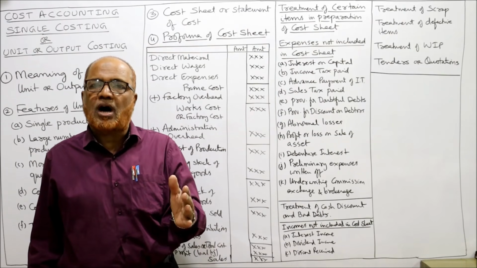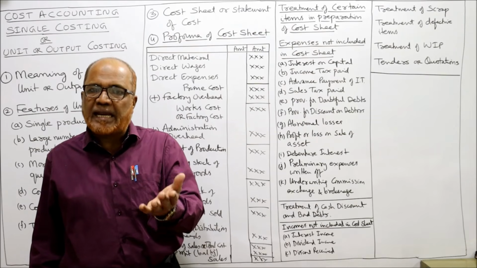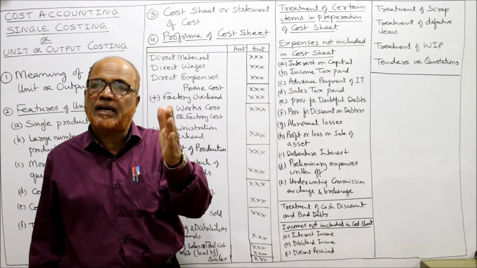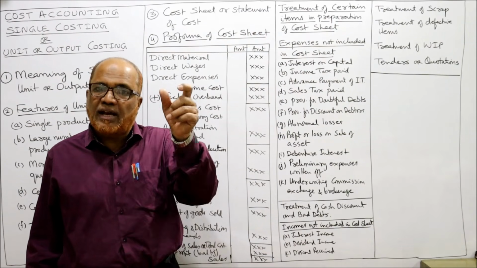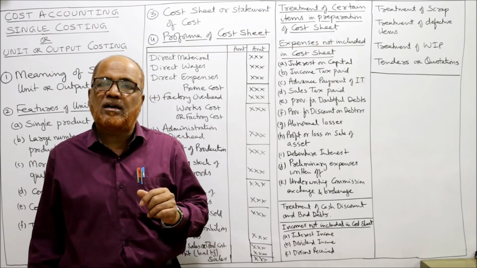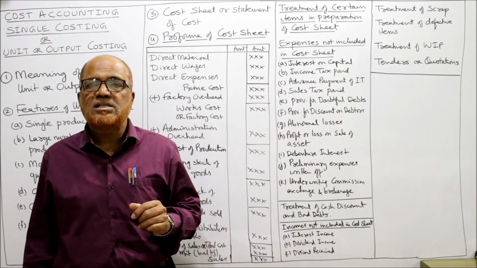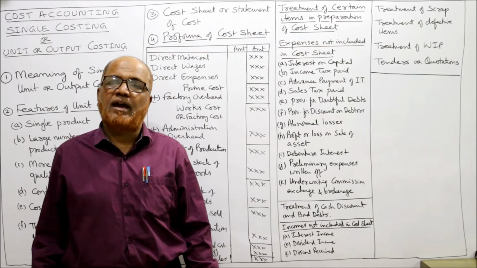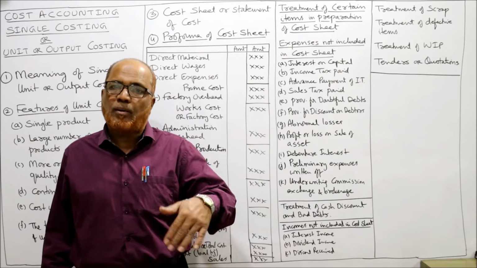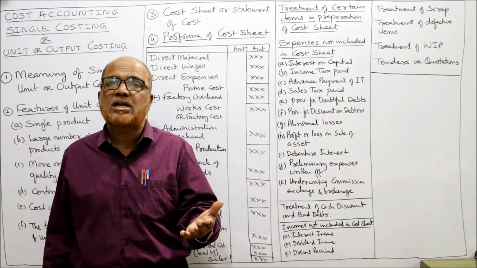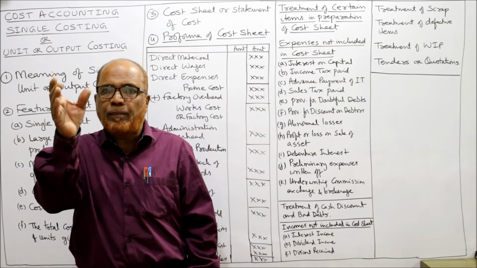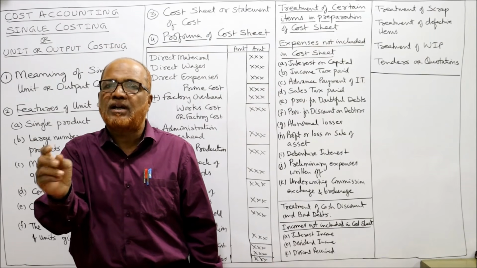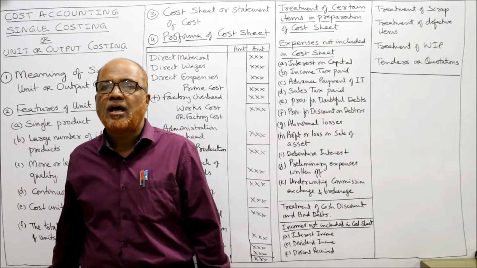The elements of cost are material, wages, direct expenses and overheads. Overheads are classified into factory overhead, administration overhead and selling overhead. Then we'll get the total cost. To the total cost, we add the desired profit to get the sales value. It's a statement which is prepared periodically, whether fortnightly, weekly, monthly, quarterly or half yearly. For a particular period, this cost sheet will be prepared. Then after ascertaining the cost, we divide by the number of units to get the cost per unit.